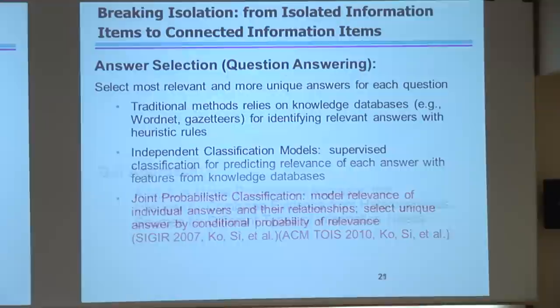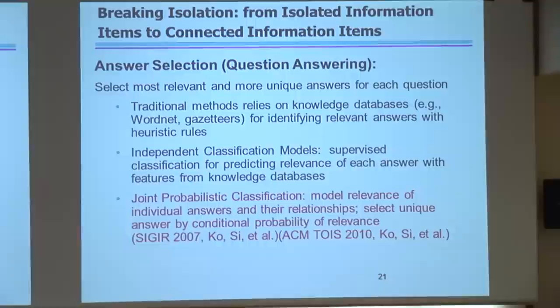So let's look at these three problems and our corresponding approach for addressing these issues in real-world information retrieval applications. The first one is answer selection in question answering. There has been some valuable previous research on this topic. For example, some research utilizes independent classification models, just a logistic regression model: given a user question and answer candidate, extract features, and predict whether this candidate is relevant to the user question or not. This is the independent classification model.